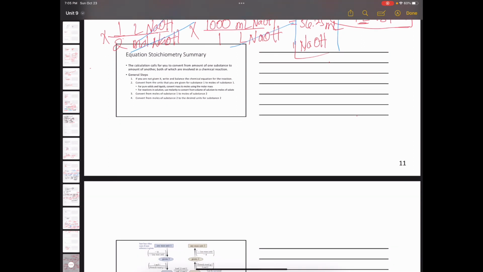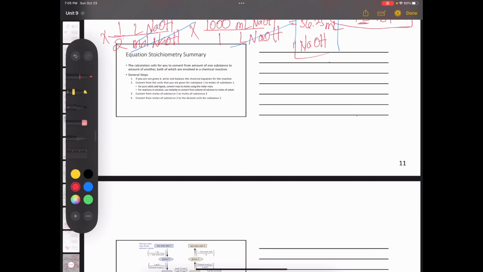Okay, general steps. If you're not given it, and that is probably the most important step when it comes to doing stoichiometric calculations: if you have not been given the balanced equation, you will have to write the equation and you have to make sure that it's balanced. Because as you know, up to this point, with so many examples we have done, in order to convert from a mole of substance to a mole of another substance, we need a balanced chemical equation. So you need to make sure to write the balanced chemical equation. That's number one.